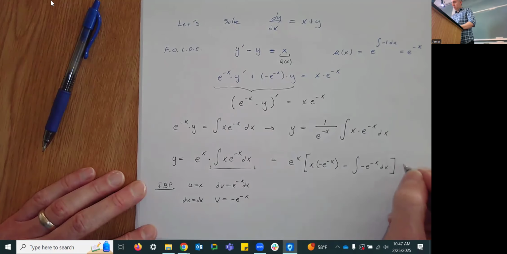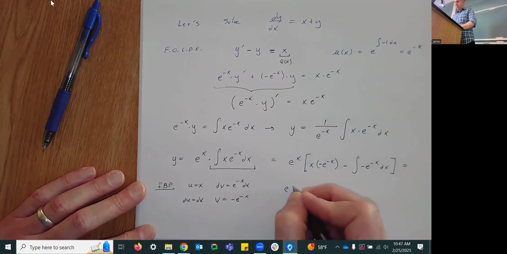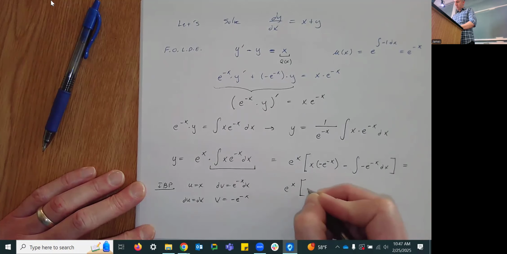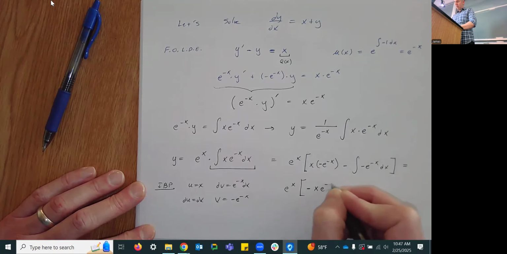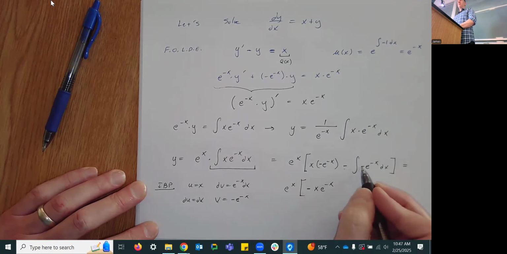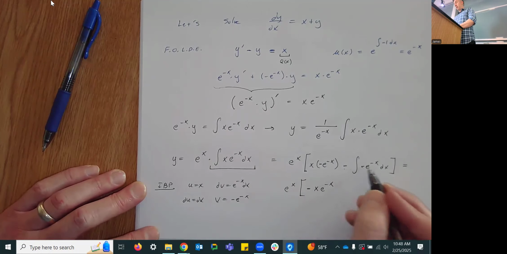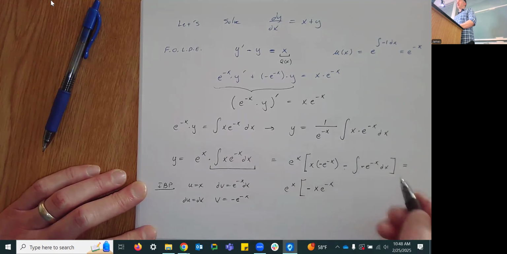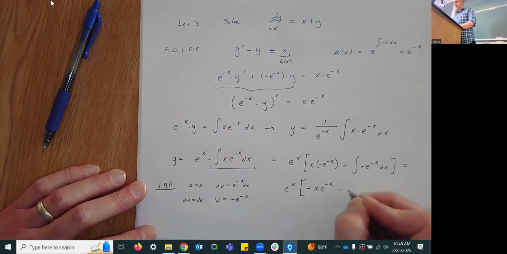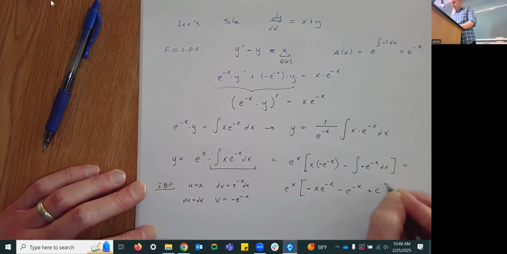Finishing that off, we have e to the x times negative x e to the negative x, minus a minus is plus, but then we're integrating e to the negative x, which is again negative e to the negative x, plus c.